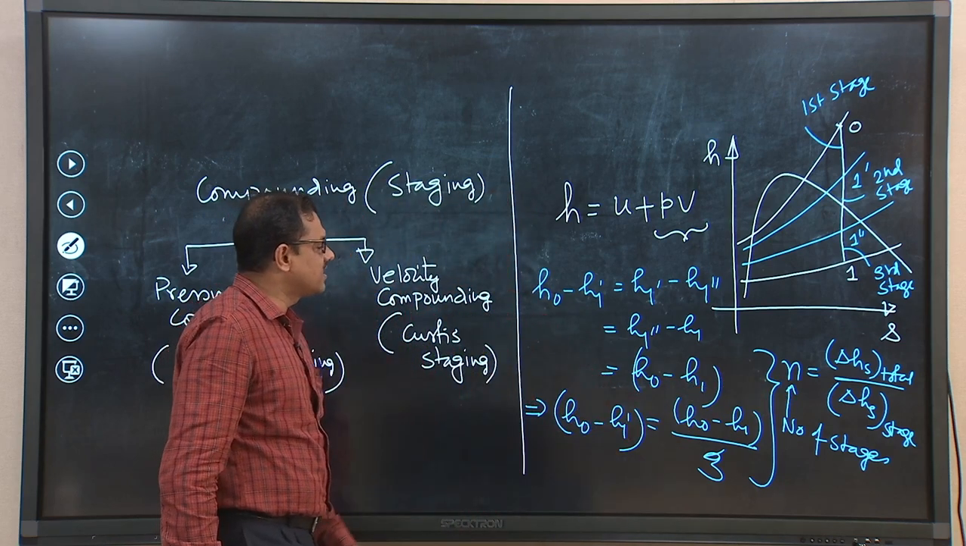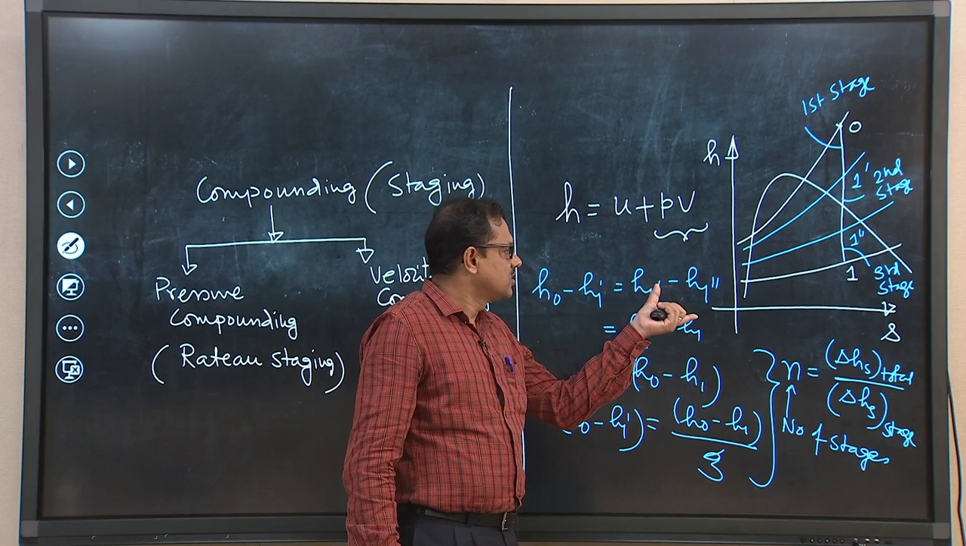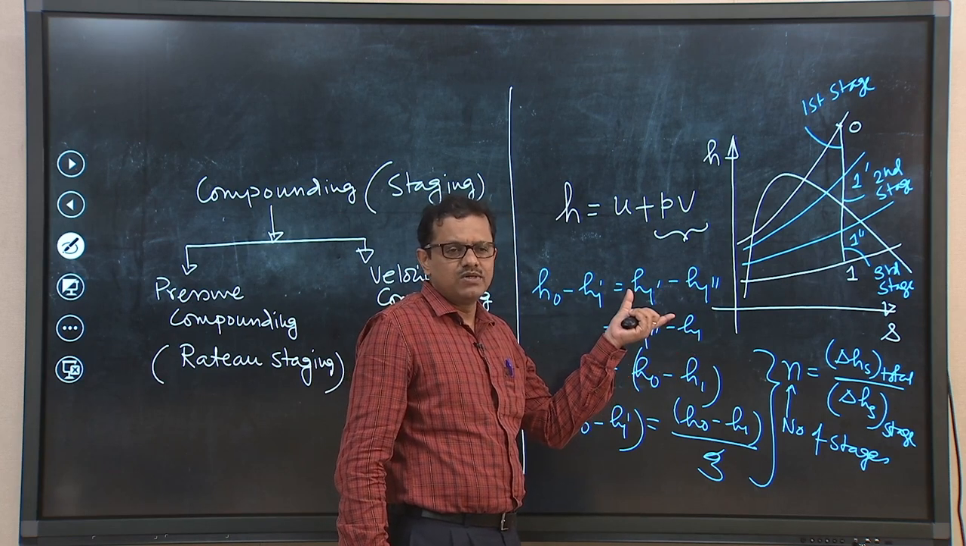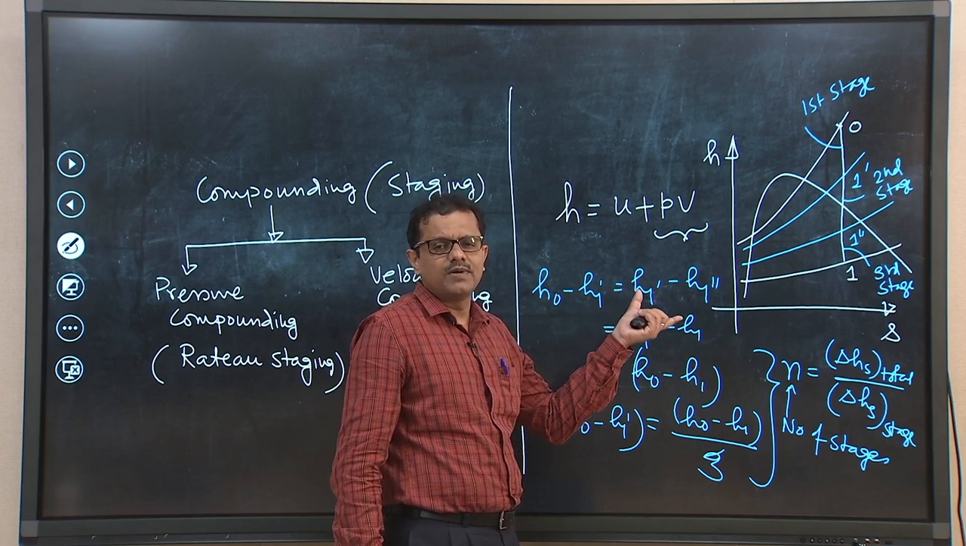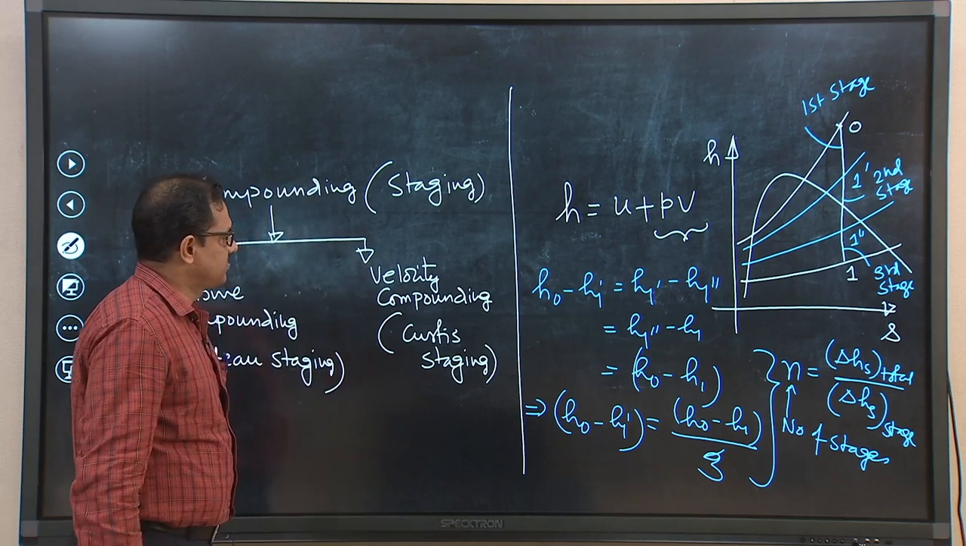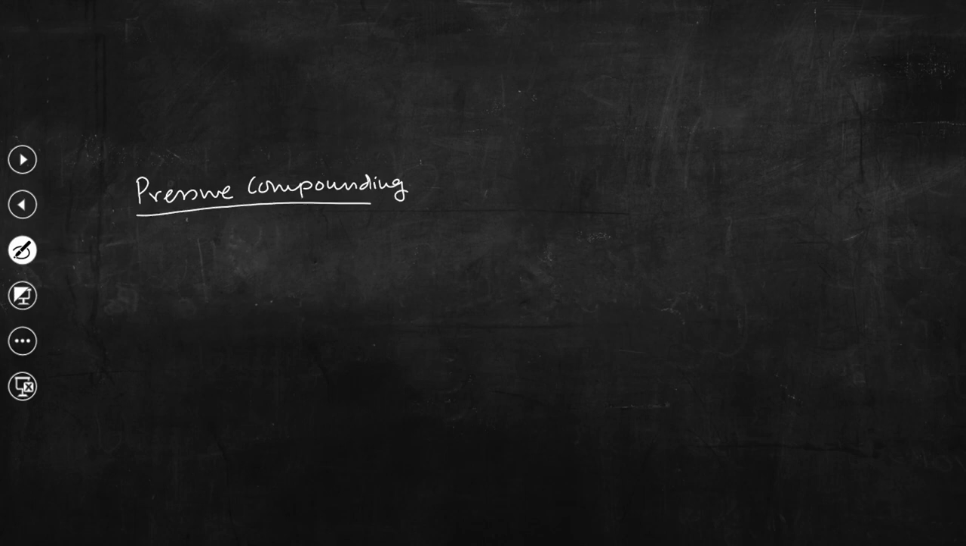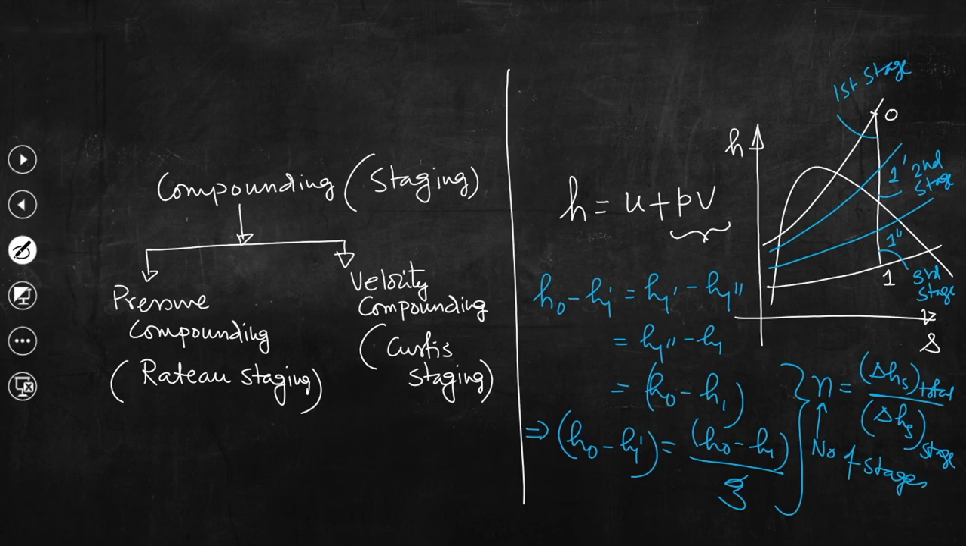So, what we can understand is that we would like to have the enthalpy drop in a number of stages, and since we should utilize the total enthalpy drop, accordingly the total number of stages would be determined. So, for the pressure compounding, you can understand we are splitting the total enthalpy drop equally among a few stages.